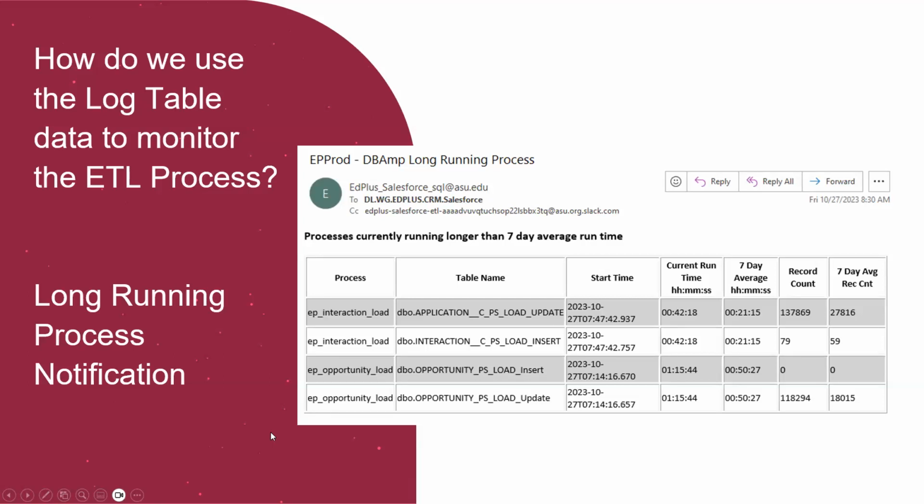So this is the one I was talking about. On October 27th, we were loading, or updating, 118,000 records, whereas the average is usually 18,000, right? So those metrics come in handy because if we can look at the record count and determine whether there's a potential problem or not, right? If we see a huge spike in the number of records being updated, then we expect the process to take longer.